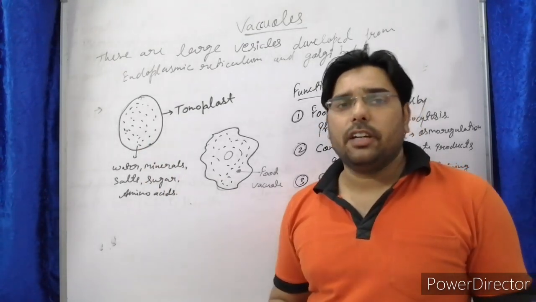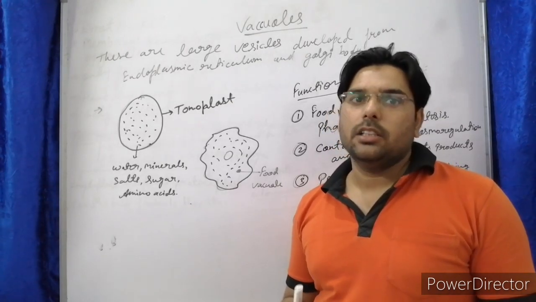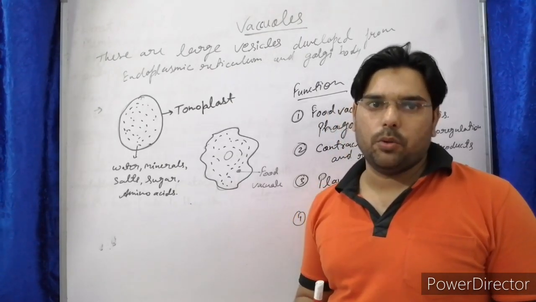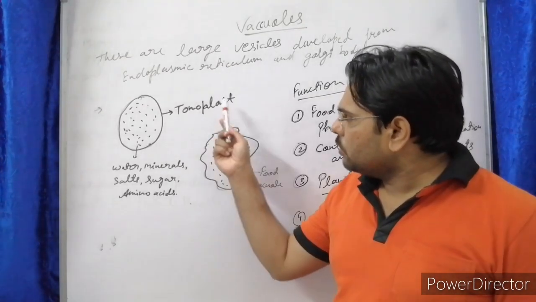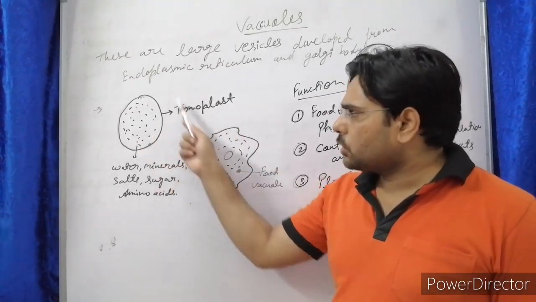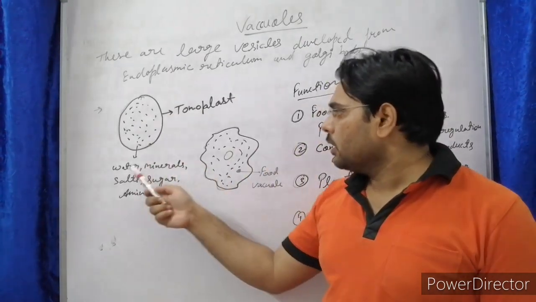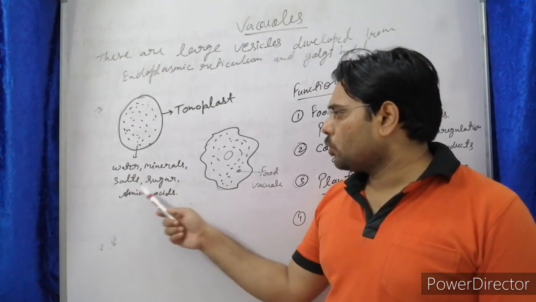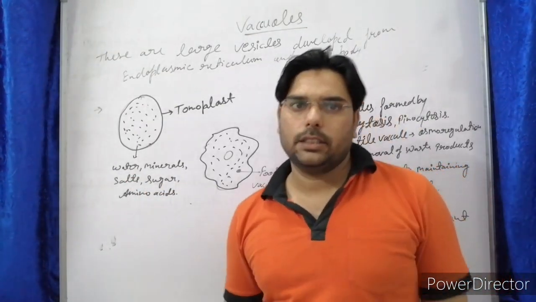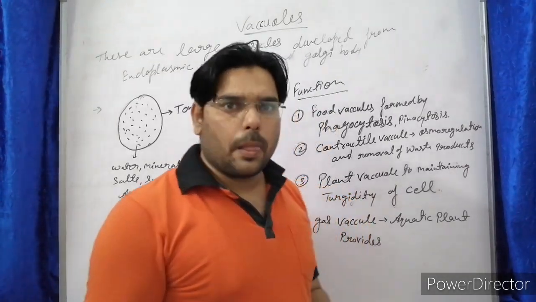What is the basic function of vacuole? It depends on the type of vacuole. There are basically three types of vacuole which we will see later. So the tonoplast is the outermost covering of the vacuole, and inside the membrane it consists of water, minerals, salt, sugar and amino acids. Students, now let us talk about the function of vacuoles.